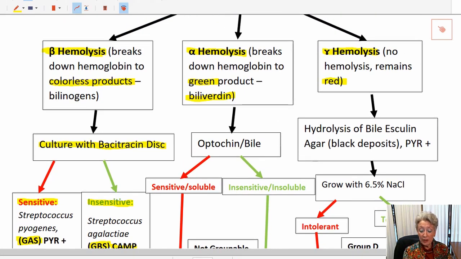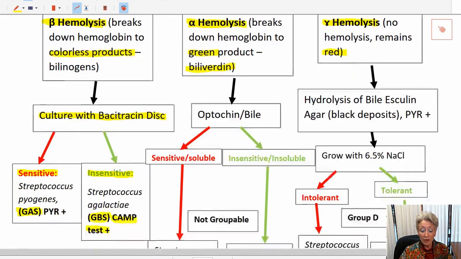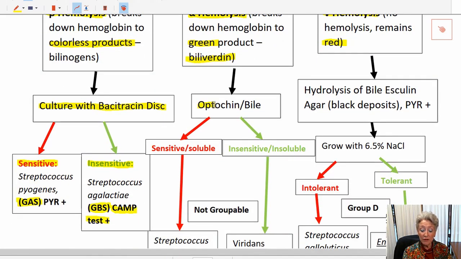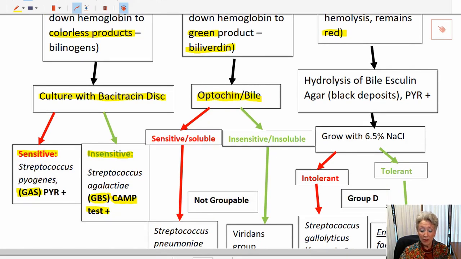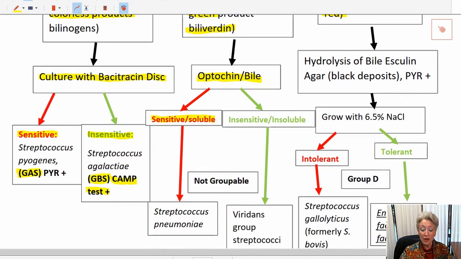For my alpha hemolytic organisms, they will make a green coloration to the agar. I'm then going to ask if they are sensitive to optochin, and lysed in bile. So the one who is sensitive and soluble, respectively, to optochin and bile is Strep pneumo. And notice that we say that these guys are not groupable because they don't have that C carbohydrate in the cell wall. Therefore, Rebecca Lancefield could not put them in a group.